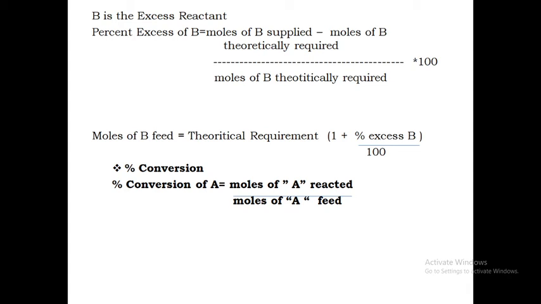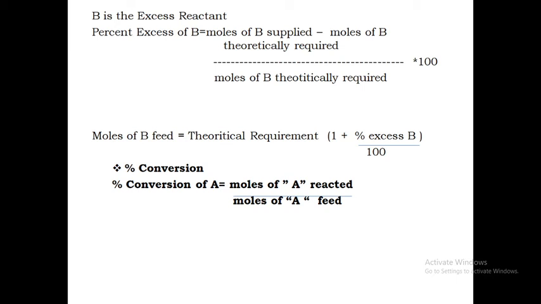Another terminology, percentage conversion. Consider the reaction A + B gives C. A is a reactant, B is a reactant, C is the product. Percentage conversion of A: how many moles of A reacted, and how many moles of A fed? One example: the total moles of A is 100, and out of 100, only 80 moles reacted.